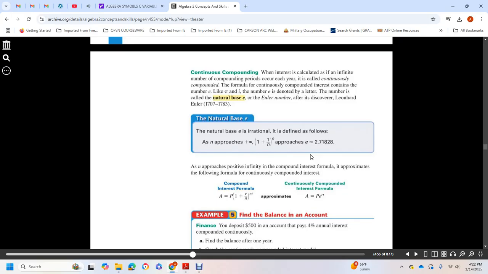As n approaches positive infinity, 1 plus 1 over n, to the nth power, approaches the natural base e, approximately 2.71828. As n approaches positive infinity, the compound interest formula approximates the continuous compound interest formula.